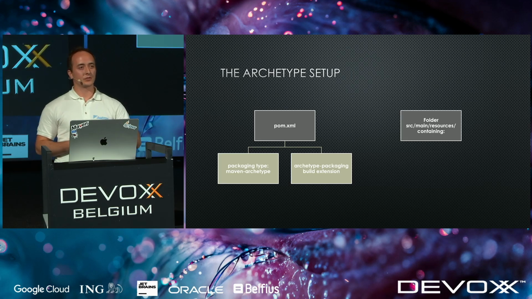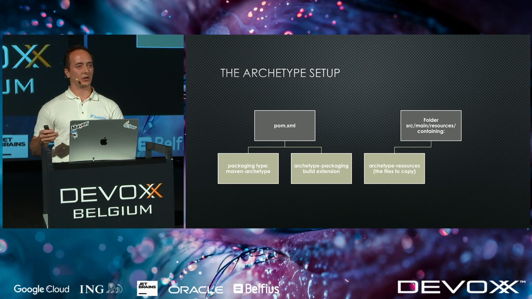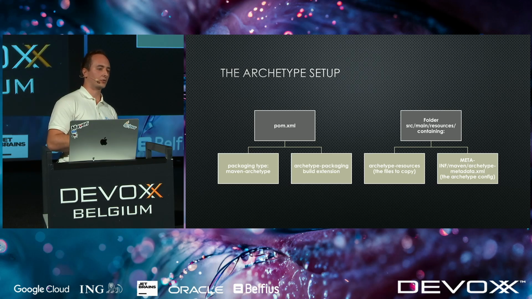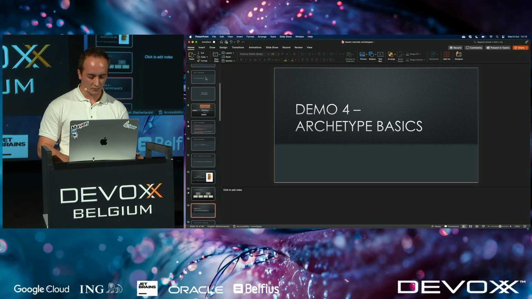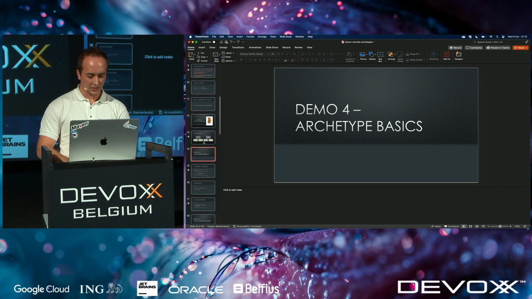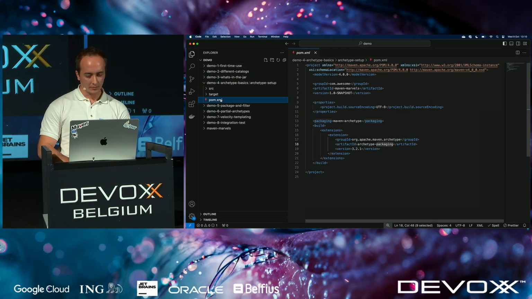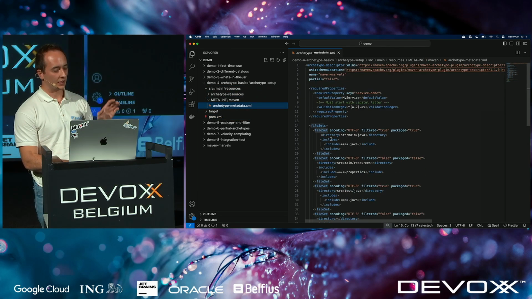We then have the source main resources folder, which we saw, and that contains the archetype resources, which are the files we are going to copy to the new project, and the metadata in the META-INF Maven folder in order to describe the configuration we really need to make our archetypes. So let me quickly show you what I mean by that. Well, this is the POM of the archetype. You can see the packaging type and the extension here. We have the archetype descriptor, which contains a lot of configuration here.